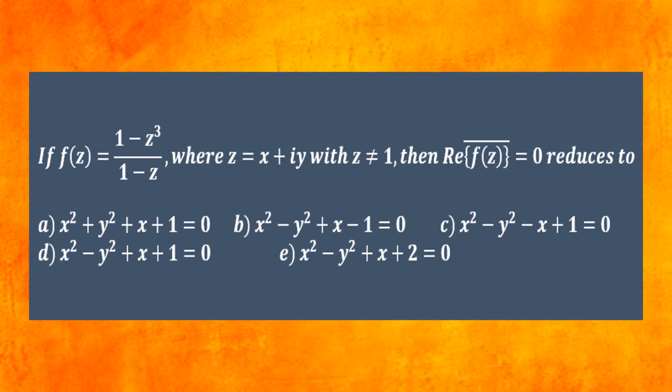Next question: if f(z) = (1 − z^3)/(1 − z), where z = x + iy with z not equal to 1, then the real part of the conjugate of f(z) equal to 0 reduces to which choice: x^2 + y^2 + x + 1 = 0, x^2 − y^2 + x − 1 = 0, x^2 − y^2 − x + 1 = 0, x^2 − y^2 + x + 1 = 0, or x^2 − y^2 + x + 2 = 0.